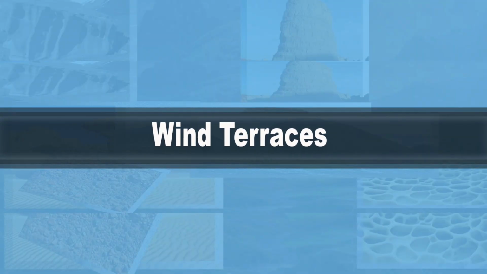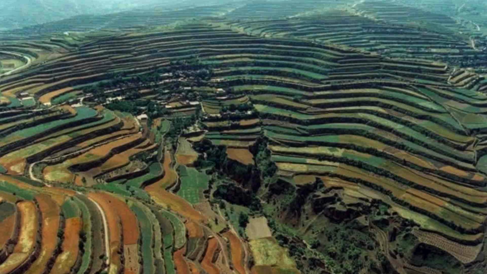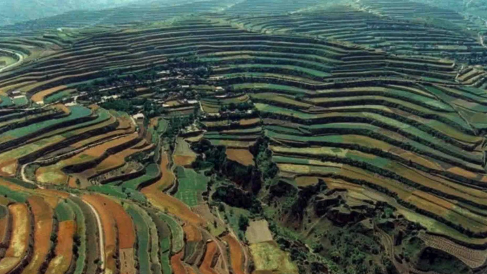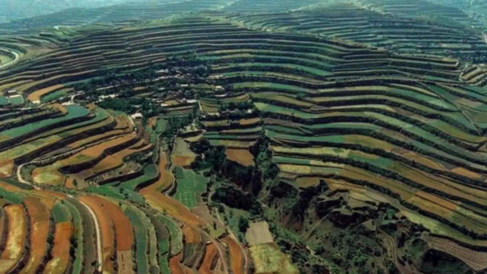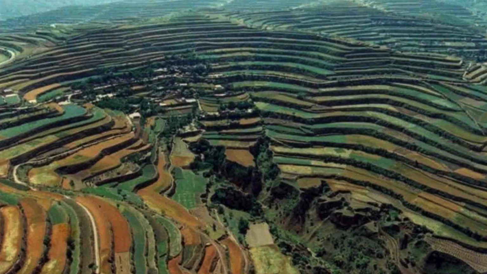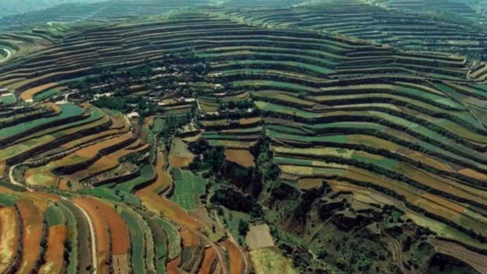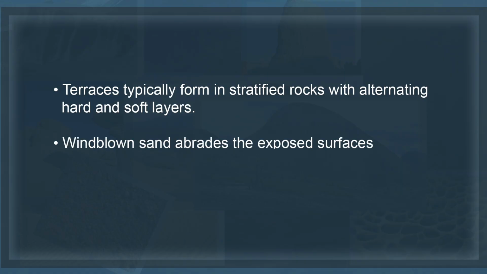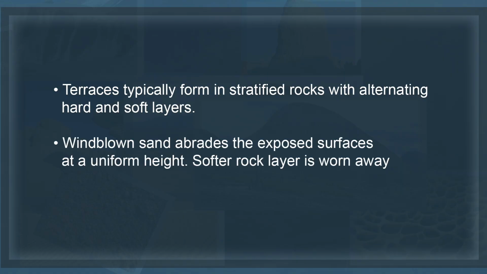Wind terraces. They are horizontal, steplike erosional benches formed by differential abrasion of soft and hard rock layers at consistent height. Terraces typically form in stratified rocks with alternating hard and soft layers. Wind-blown sand abrades the exposed surface at a uniform height.